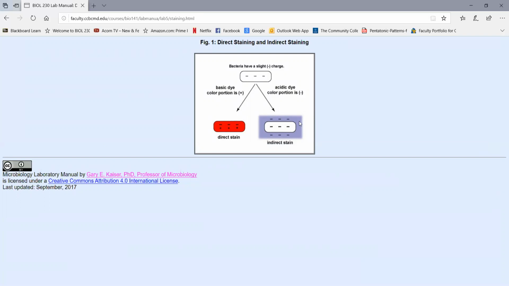Now, we don't use indirect stains very often, but they are very nice for looking at the different arrangements of cocci. You don't have the dye stuck between the various cocci in the arrangement. You can see them quite clearly. So we will look at one indirect stain today just to get a feel for that, but mostly we'll be doing direct staining. When we do learn how to do gram stains, those are actually direct stains.